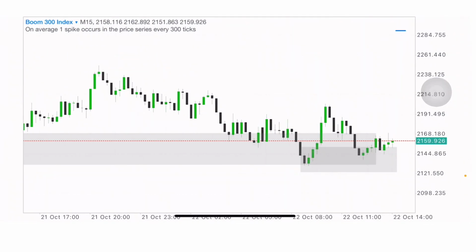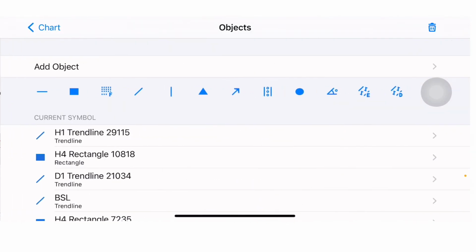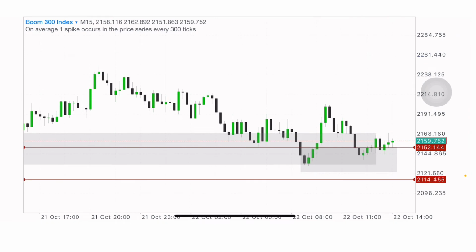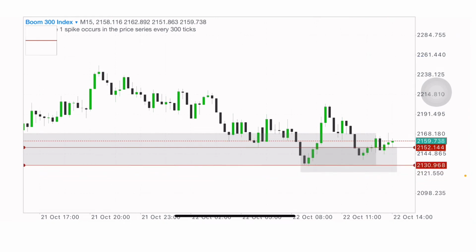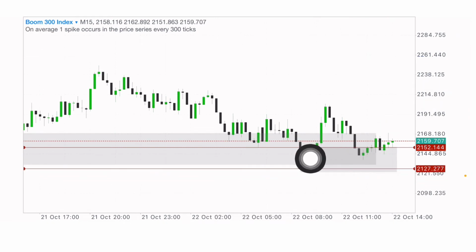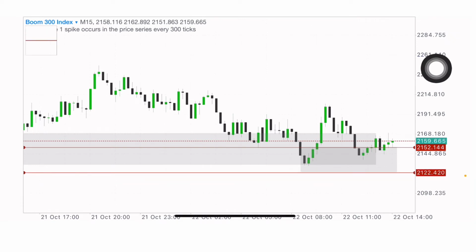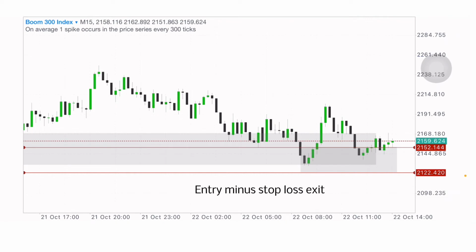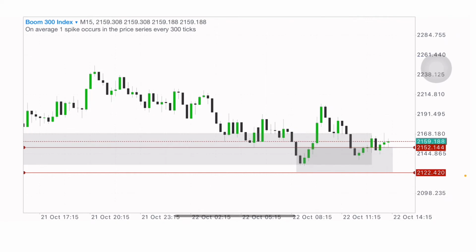This price level here is the entry, 2152, and this is the exit just below the major swing low here. This is the exit, and it's 2122. Now calculate the difference between 2152 and 2122. So the difference there is 30.